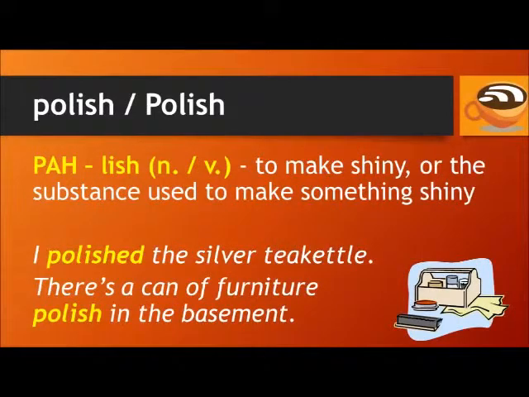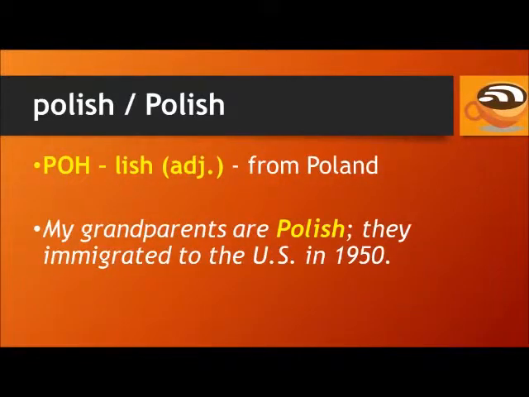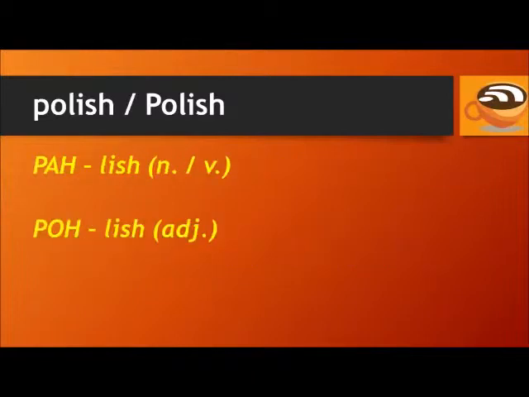Next, we have polish and polish. Polish means to make shiny or the substance used to make something shiny. For example, I polished the silver tea kettle. There's a can of furniture polish in the basement. Polish with a capital P is an adjective describing someone or something from Poland. Polish is also a noun referring to the language spoken there. For example, my grandparents are Polish. They immigrated to the U.S. in 1950. Polish, Polish.